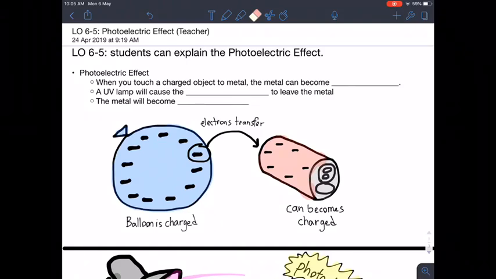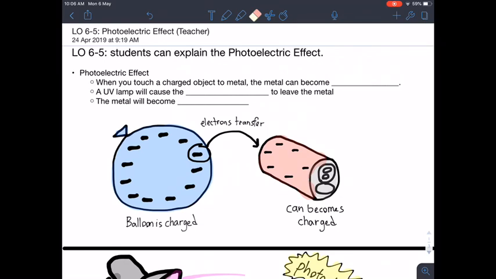This video is going to focus on Learning Objective 6-5, which talks about the photoelectric effect. And the photoelectric effect is actually a really simple experiment, but it explains some really deep physics, or at least gave us hints at some really deep physics. One of the really key things the photoelectric effect allowed us to do is design solar panels, and that's what we're going to be talking about in this video.